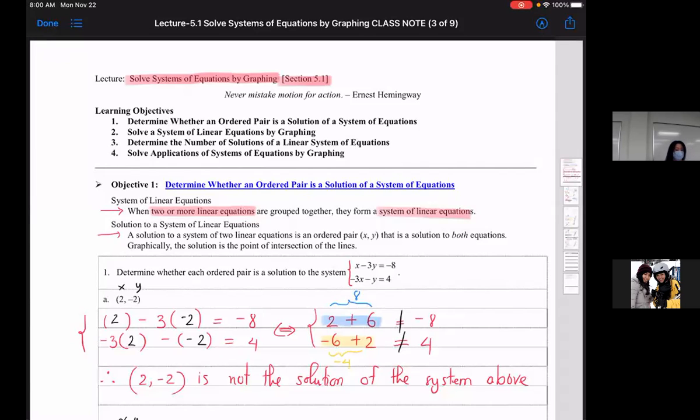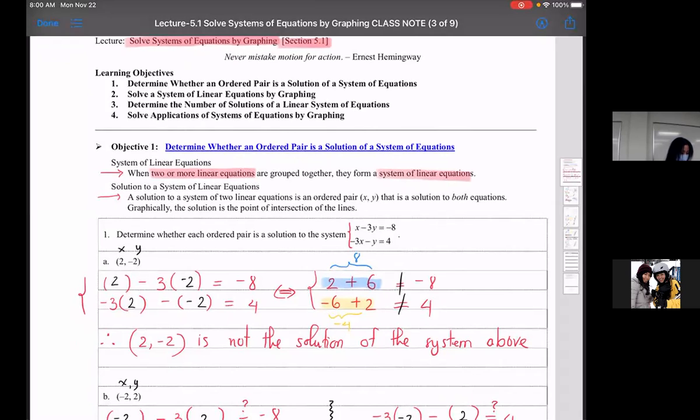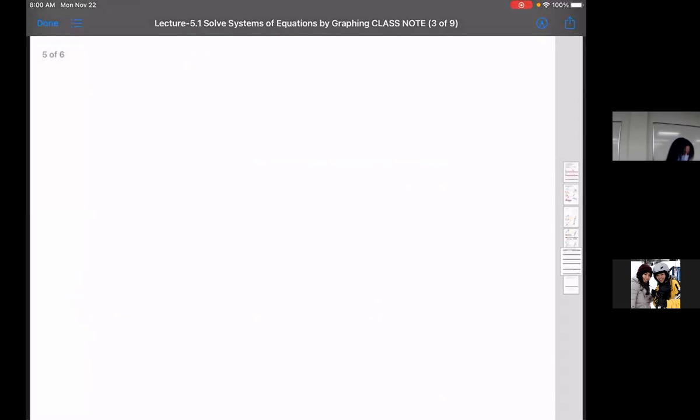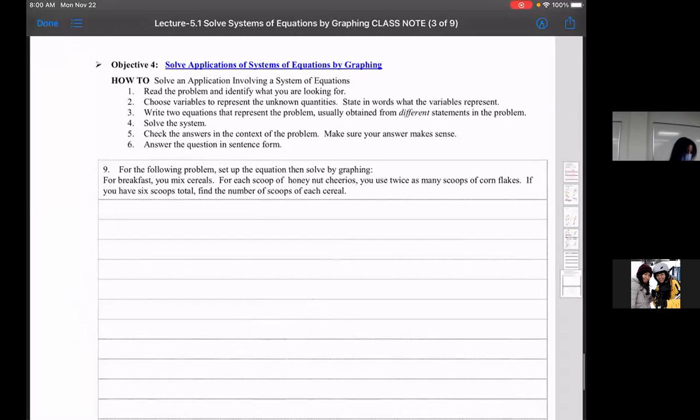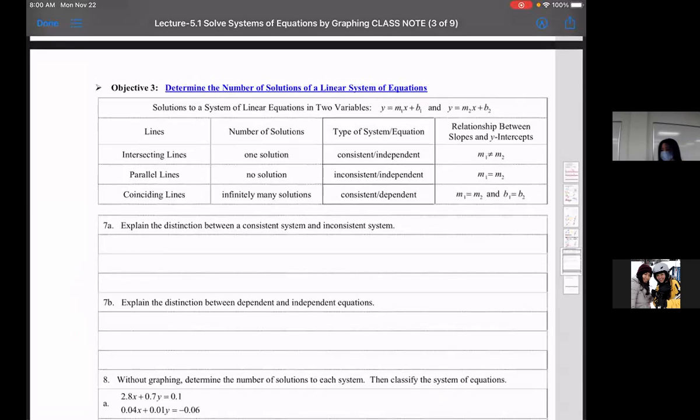Hello. So today we're going to continue with section 5.1. This is what we did last Wednesday. We still have 2 objectives to go, right? Objective 3 and objective 4. So 5.1 still from last week we haven't finished.